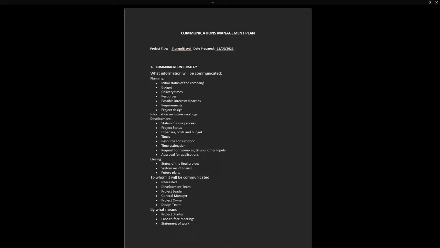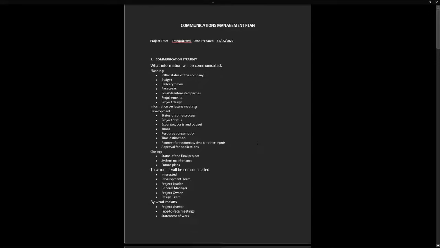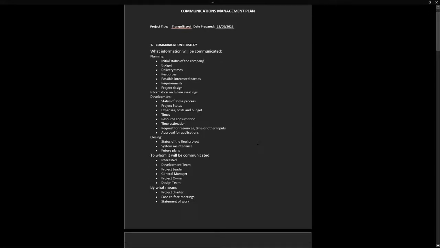And first, we start taking a look into the development. So we analyze some topics like the status of some processes, the general project status, the expenses, the cost, and the budget. Also the times, the resource consumption, the time estimation, the request for resources, time or other inputs, and the approval for applications. Then we have the closing stage. We analyze the status of the final project, the system maintenance, and the future plans. This is basically at the end of the project, as it seems. To whom will it be communicated?